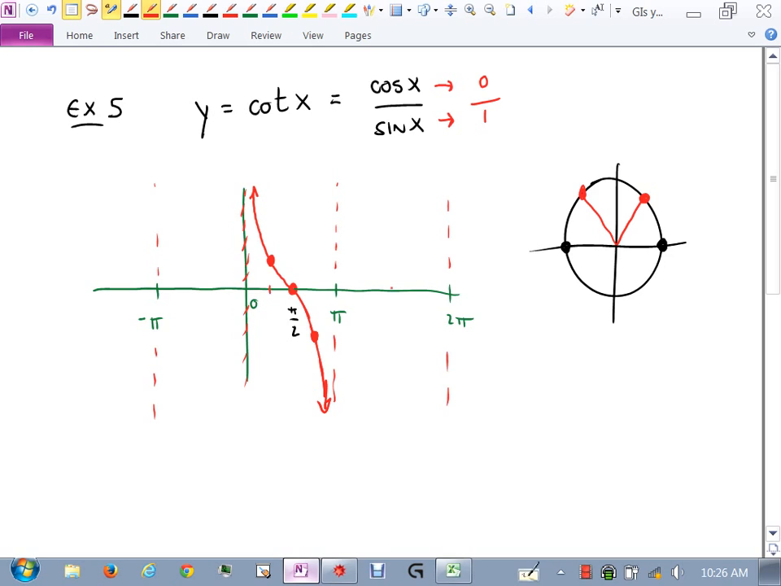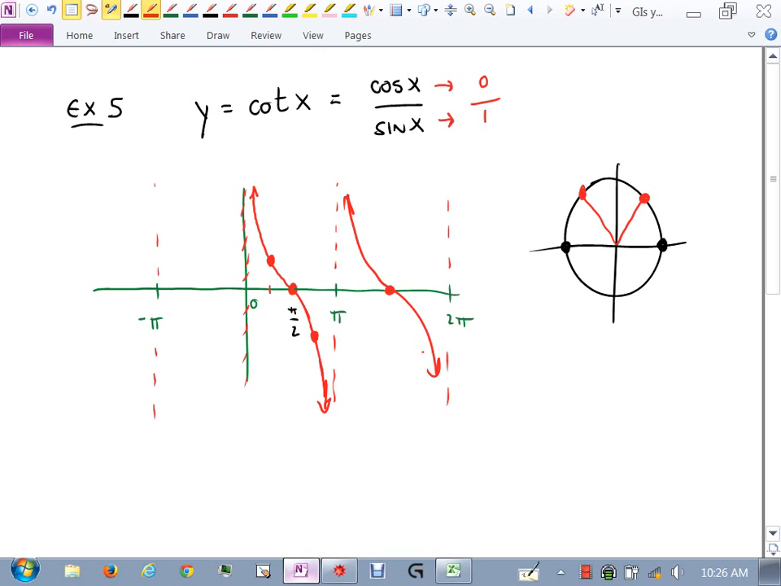And that's it. It just keeps repeating itself. Halfway through, goes up, goes down. Now, I'm not going to have you graph anything more complicated than just tangent and cotangent. That's it. We're not going to move it around and move it up and down. You just need to understand what the basic tangent and cotangent functions look like.